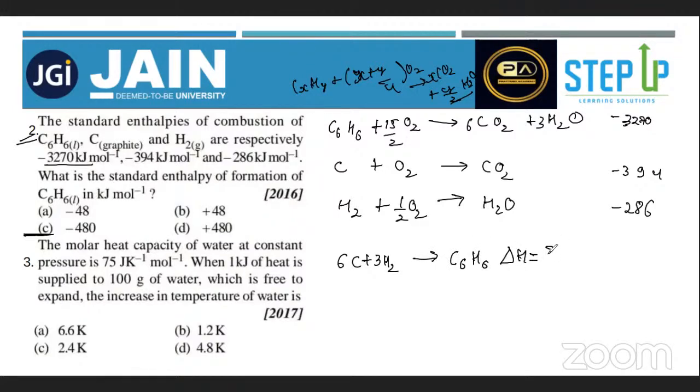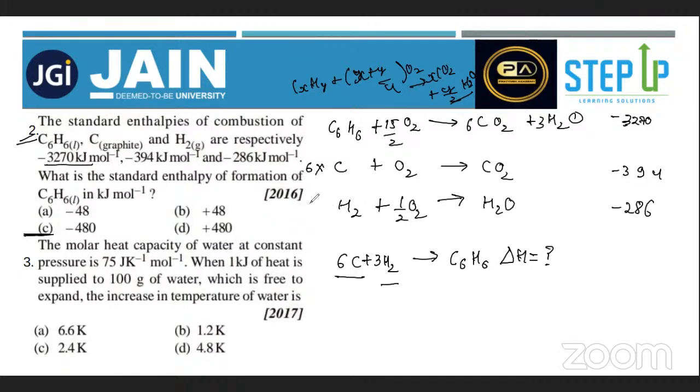Now, for this, I have to find out delta H, and I have been given these values. See what I have to get. I am supposed to get C6, and I'm supposed to get 3H2. This is what my three conditions are here. Because I want C6, I'll multiply this equation by 6.